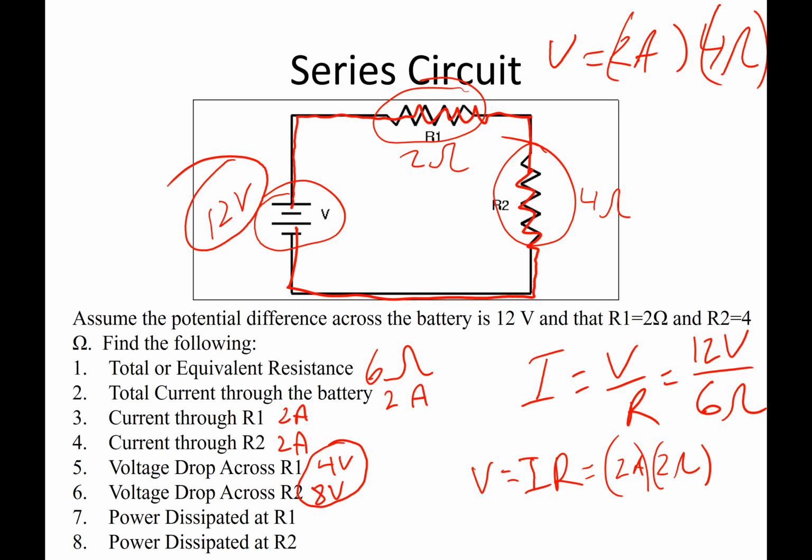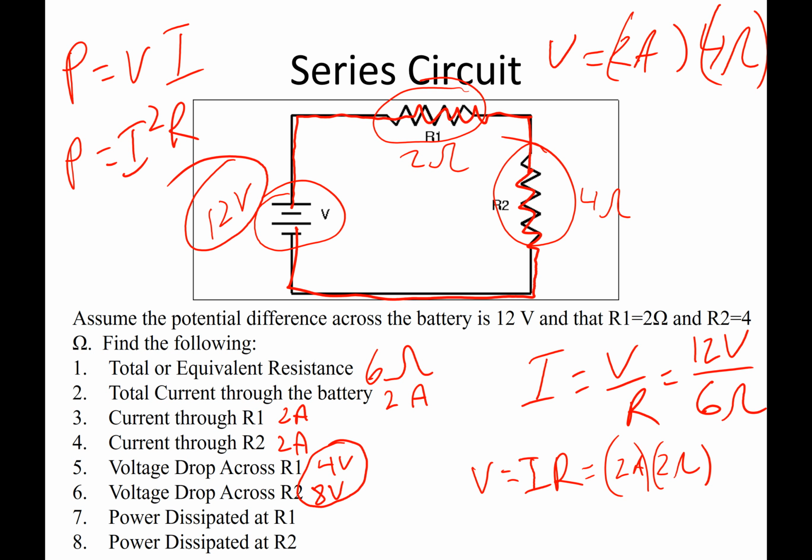The last thing we're asked to find here is the power dissipated at R1. There's a couple of ways we can calculate power. We can go P equals VI. We also could go P equals I squared times R. Either way, you're going to get the same answer. I'm just going to use V times I.